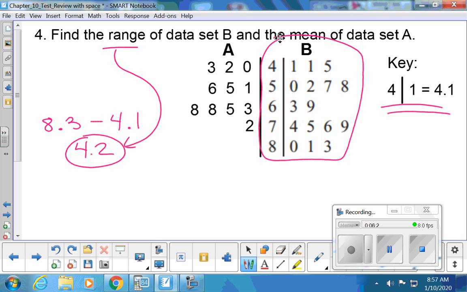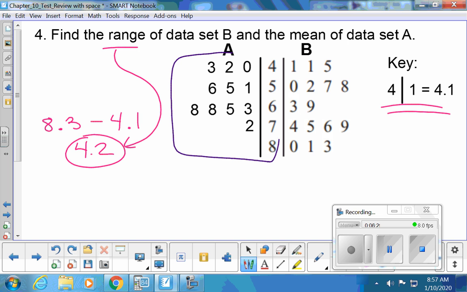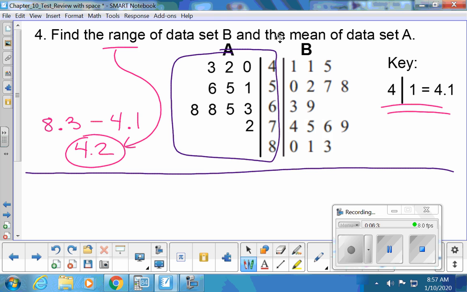So data set A, I'm going to erase my circle. That's going to be a little more work. We need the average. Do you think it would help if I listed out every number that we need to average? Would that help you guys? It helps me. I don't know if it'll help you. Basically, these are the numbers you're going to need to average.